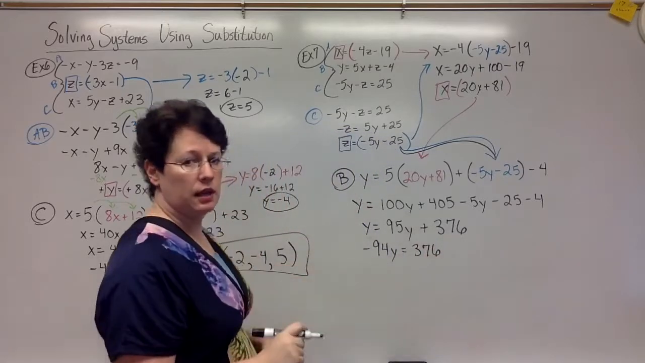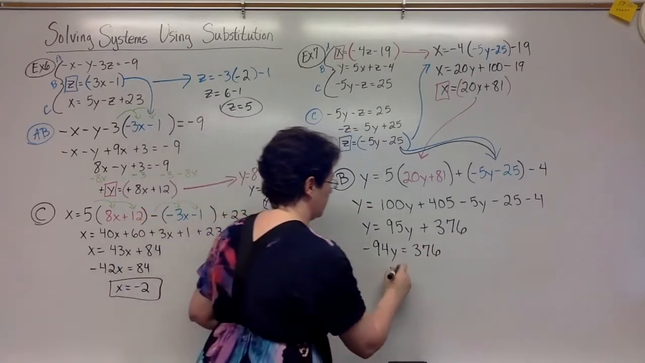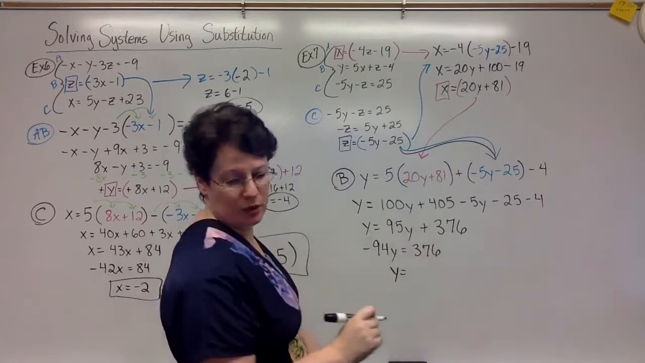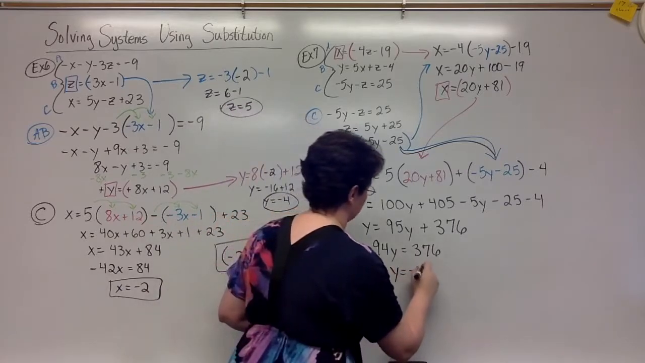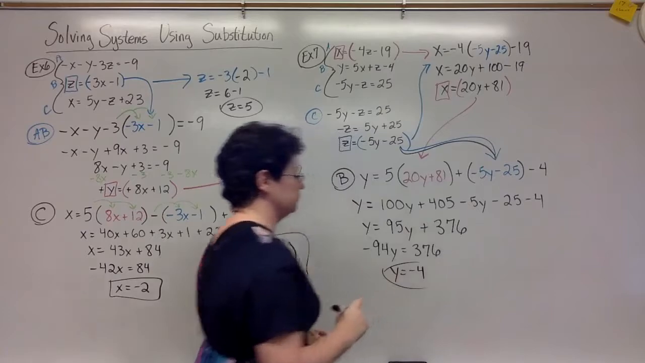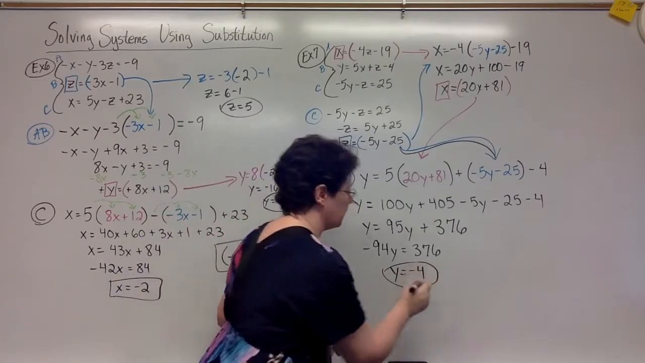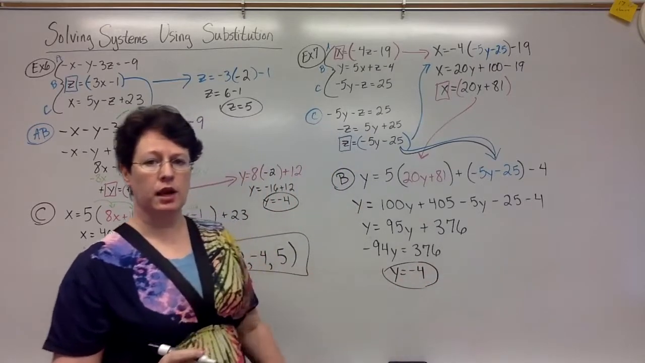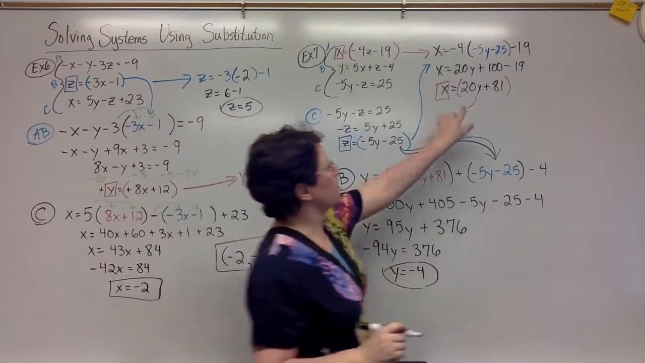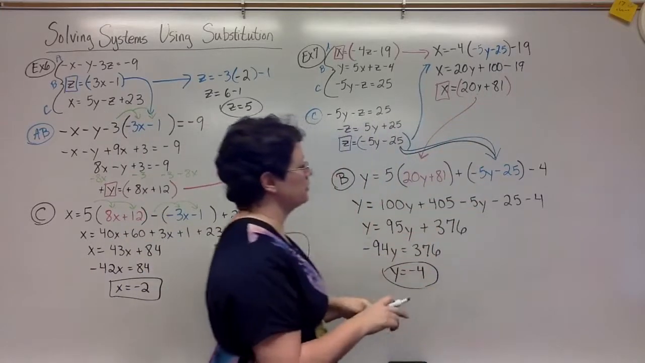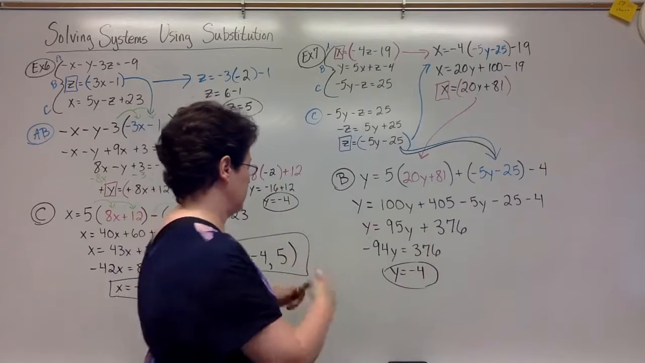Now I've got to divide by that negative 94. The cool part is it is a whole number. It's actually negative 4. Okay? This is 1/3 of my answer, right? And now I have to take that y, plug it back in for x, and plug it in for z.